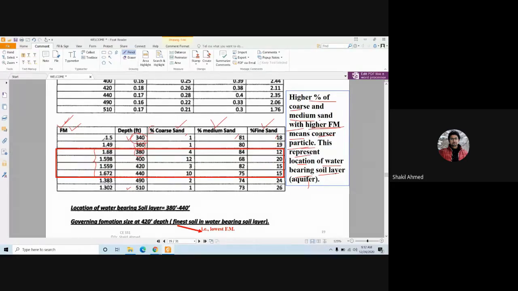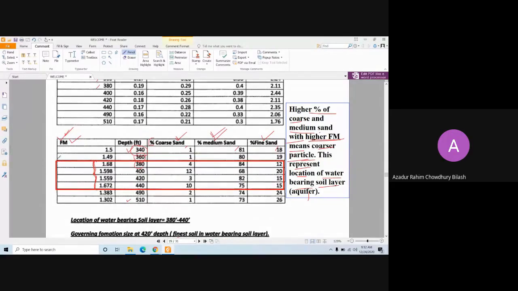That means these layers are with larger particles. And look at the percentage of coarse and medium sand. Look here, the finer particle is much lower, and the percentage of medium and coarse sand is higher: 84, 68, 82, 75. Are you following me? Yes, sir. That indicates that this should be the aquifer.